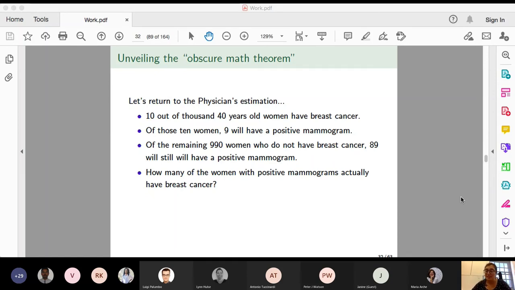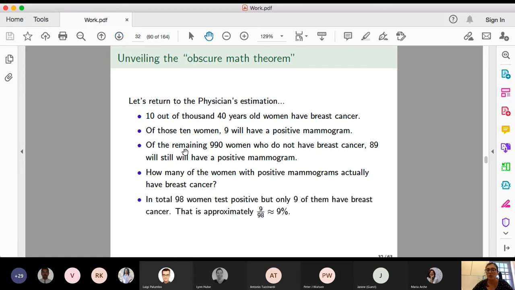Perfect. That's what I wanted to see. You see, I have it with a little trick. Now you are more aware about this Bayes theorem. How does it work? So there were 98 women that tested positive. That is the 89 that were healthy but still tested positive, plus these 9. Okay, 98 tested positive. But from this, only 9 have breast cancer. So the proportion is 9%.